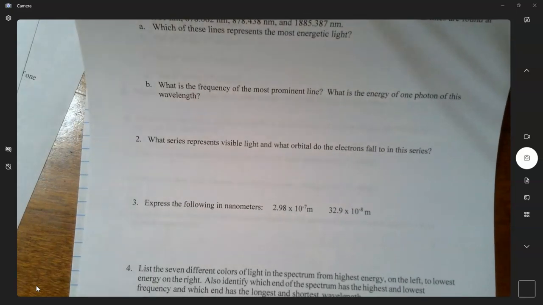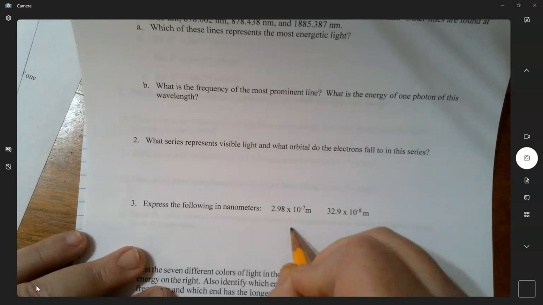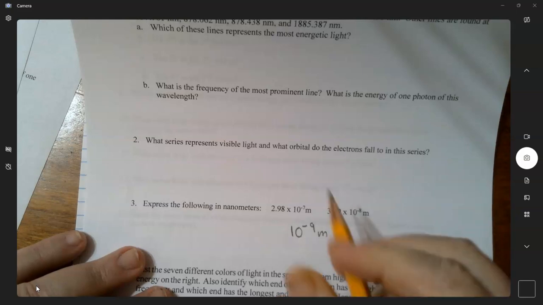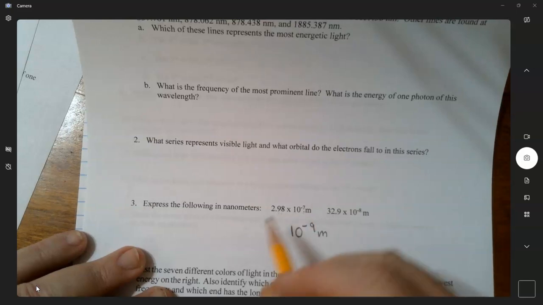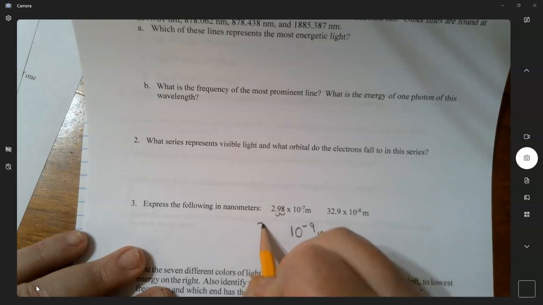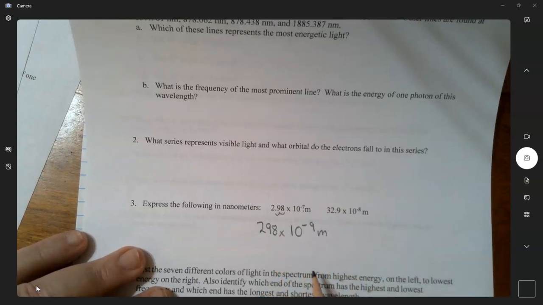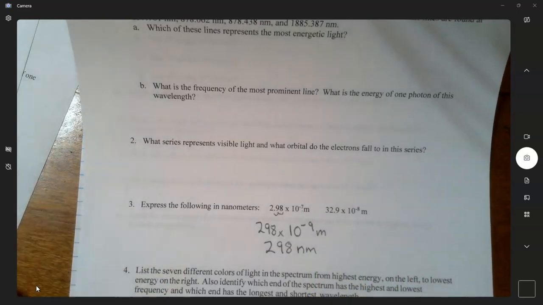All right, express the following in nanometers. So we take this one, I'll do the first one, you do the second one. So that means it's going to be 10 to the minus 9th meters. Okay. So we made this number smaller by 2 places, -7, -8, -9. That means we need to move this decimal over 2 places like that. And you end up with 298 times 10 to the minus 9th meters, or 298 nanometers. Okay, so you go ahead and do the next one.